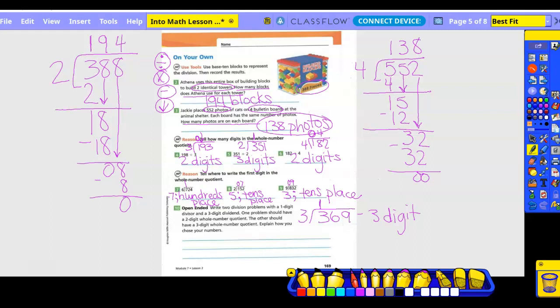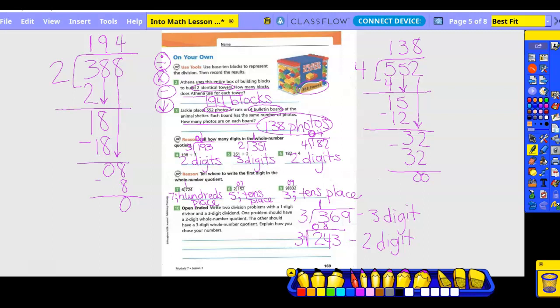What if I took 243 divided by 3? What is that going to get me? 2-digit, because can I start at the 2? No, but I can take 3 into 24 and put 8, right? Okay, so that one would get me a 2-digit. So basically, your digits are determined by if they can go into the first number or if you have to go into the next number, right?